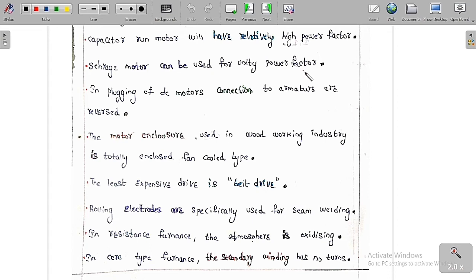It is going to act like a capacitor, or simply we can say it is going to deliver the reactive power. So it is going to improve the power factor of the system. It can even make the unity power factor.